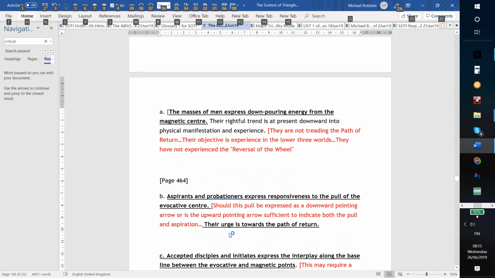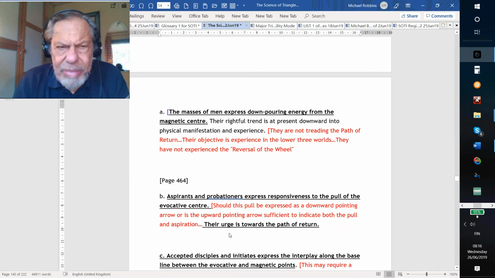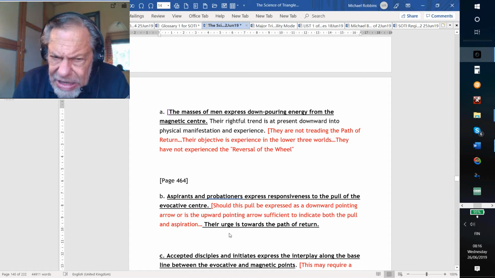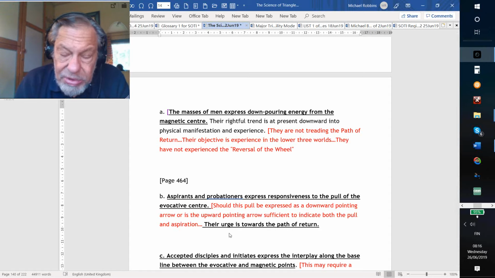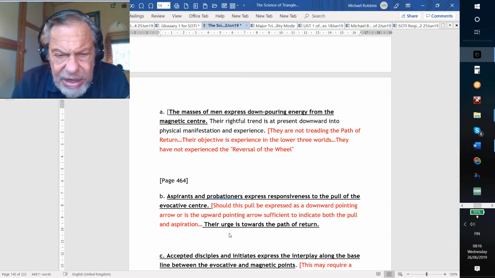What is that pull? Downward pointing arrow, or is the upward pointing arrow sufficient to indicate both the pull and the aspiration? Because these people do have aspiration. I would say the probationer is a little further along the path than the aspirant, but he tells us that all true aspirants, depends on how we define these words, but all true aspirants have taken the first initiation.